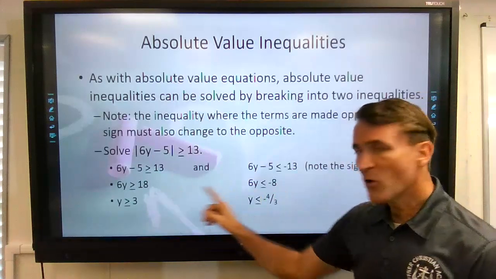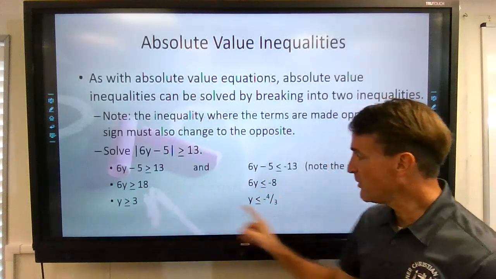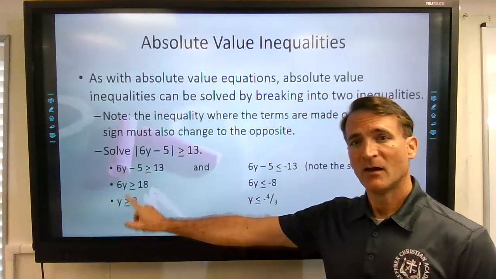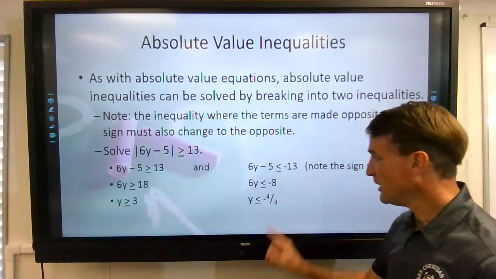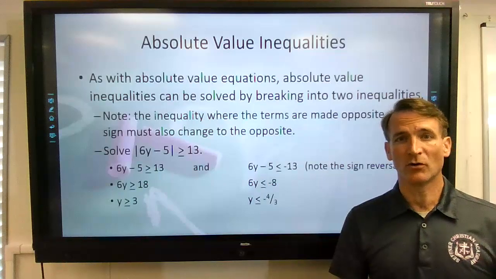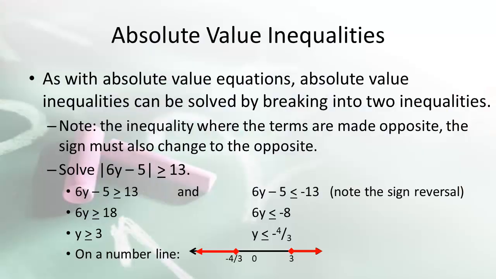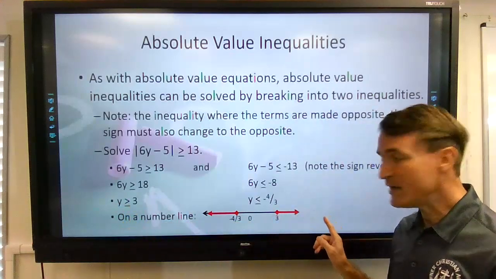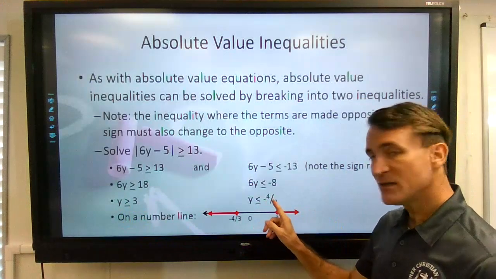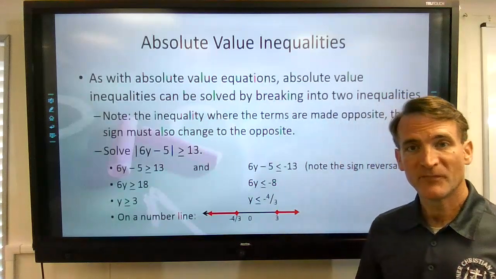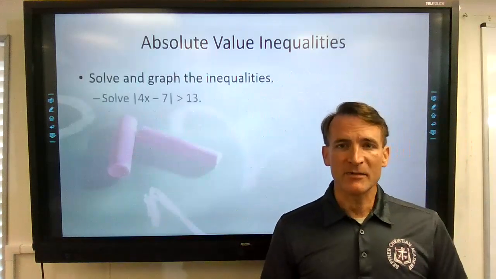So now I'm going to graph those. On my number line, I'm going to have a dot or a circle at the 3. I should have a dot at the 3. At the negative 4/3 or negative 1 1/3, should I have a dot or a circle? I should also have a dot. So I'm going to put a dot at both of those. Here I have to have values that are greater than the 3, so that's going to go to the right. Here I have to have values that are less than the negative 1 1/3, so I'm going to go to the left.